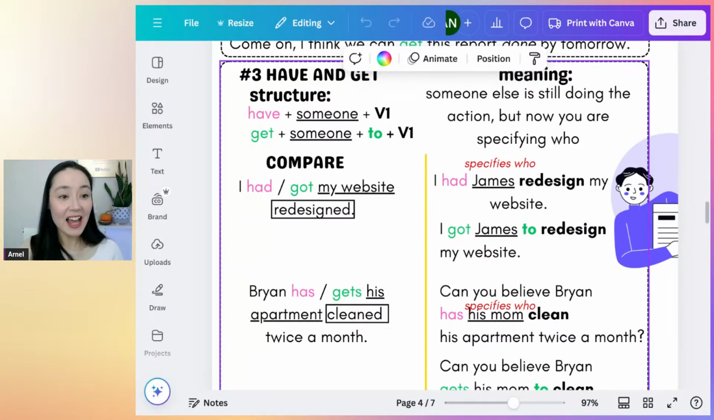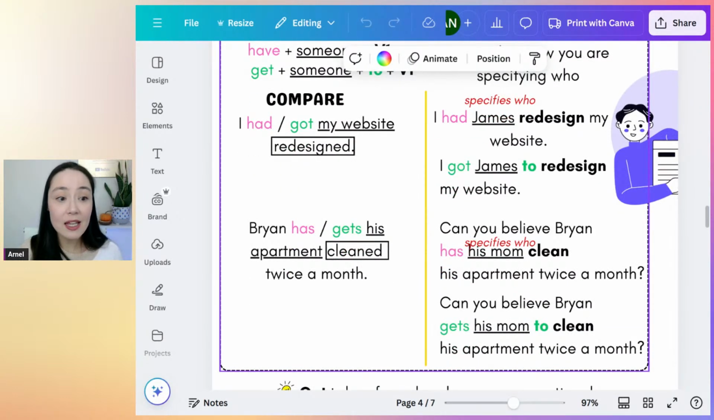First structure. I had or got my website redesigned. We looked at that structure earlier. Now let's be specific of who did the action. I had James redesign my website. Have, someone, verb 1. Or I got James to redesign my website. Get someone to. That to makes a big difference. If you use get, you must use to in this structure.